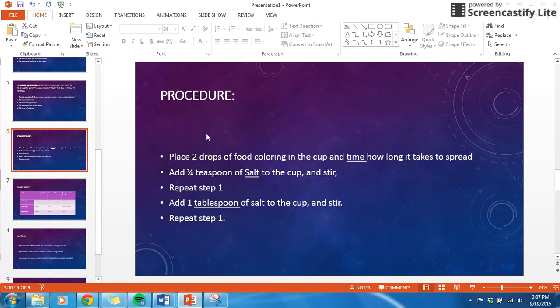For our procedure, please get this down in your notes. What we did was we placed 2 drops of food coloring in the cup and timed how long it took the pollution to spread. We then added 1/4 tablespoon of salt to the cup and we stirred. We then repeated step 1, which is we placed 2 more drops of food coloring in the cup and timed how long it took to spread. Our next step was we added 1 tablespoon of salt into the cup, so we added more salt. And then we repeated step 1 again. We put some more food coloring in the cup and recorded how long it took to spread.